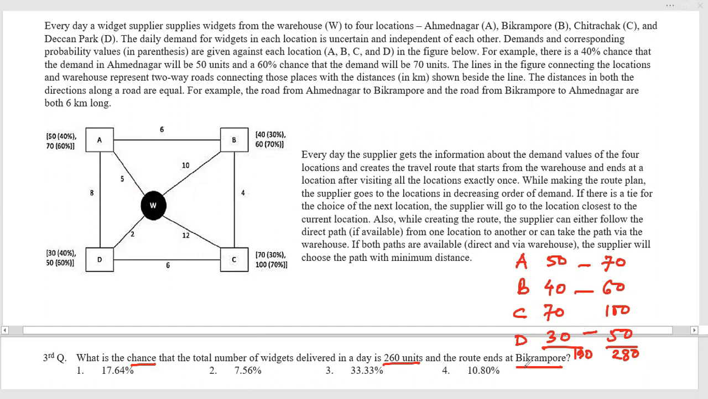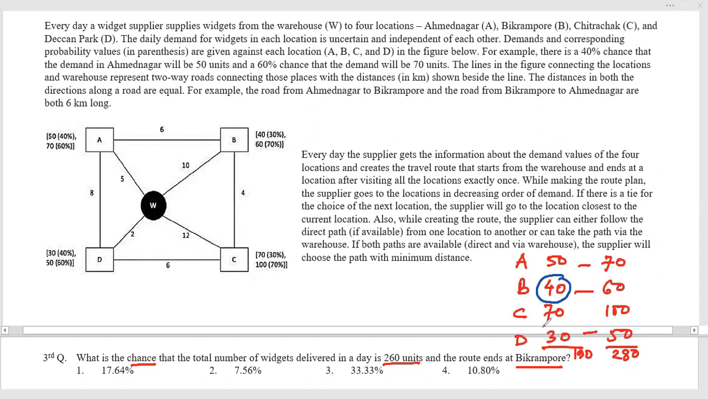And the route ends at B. B is where the route ends. If it is 50 to 30, it becomes the route ends at D. If it is here 70 to A, and then also these would be 60, would be the higher, so B needs to be 40. So I can find out that B needs to be 40.